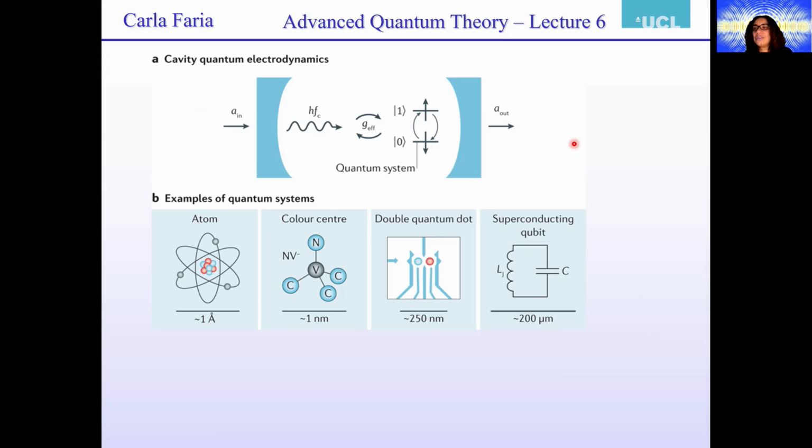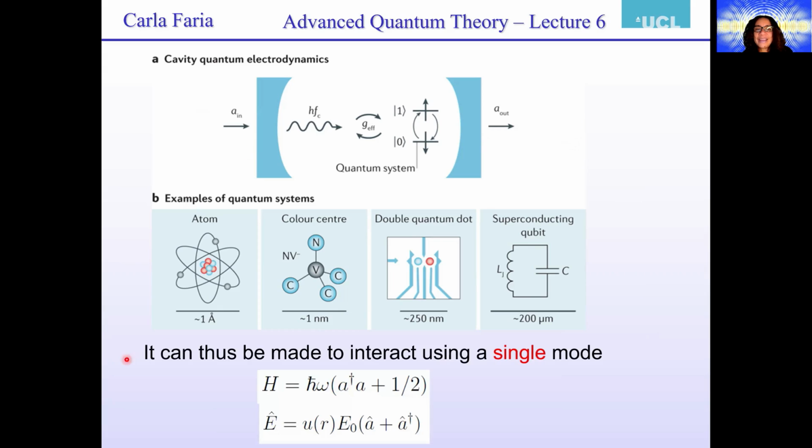So a cavity is a great way of playing around with the boundary conditions of your system, and by doing that, affecting how the field and the system behave. And this can be made then to interact using a single mode, so that it simplifies your problem a lot. So we would have then that the Hamiltonian would be given by this expression in terms of the number operator for a single mode, and your field would be given by this expression in terms of a plus a dagger, but again for a single mode.